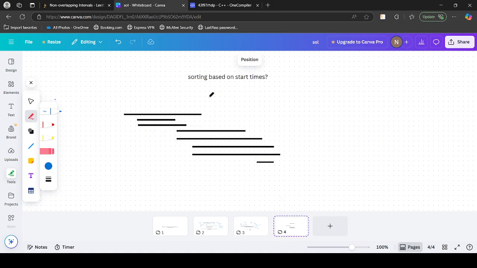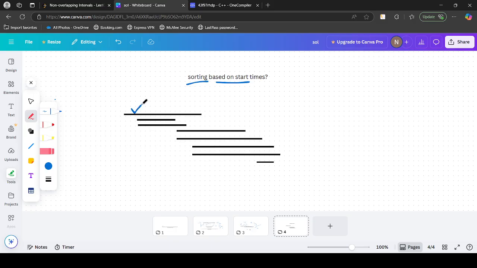Now let's think of the other approach. Can we sort based on start times? Let's take another example. These are sorted with respect to starting points. This and these all are sorted. The endpoints are not sorted. So now let's understand how this works, and let's assume whether this will work or not.